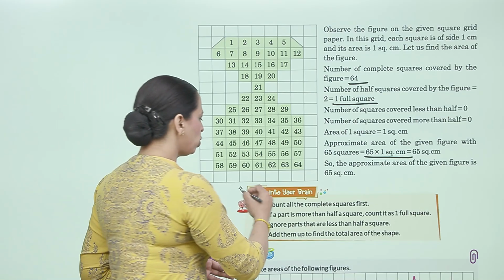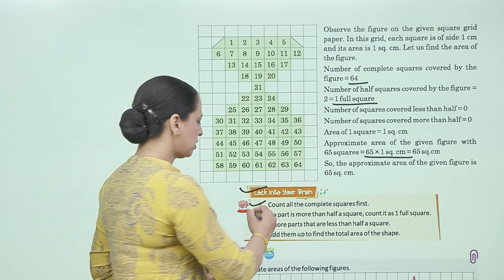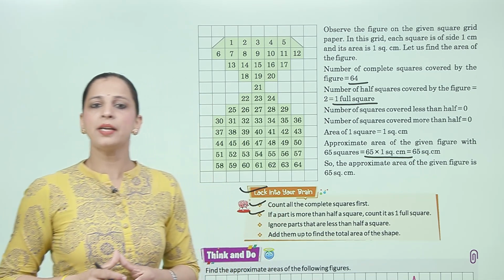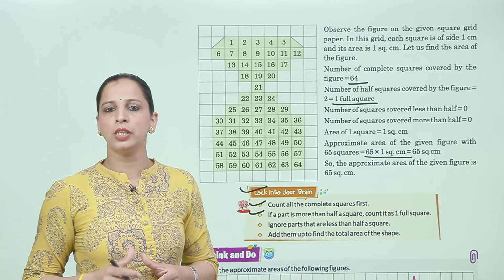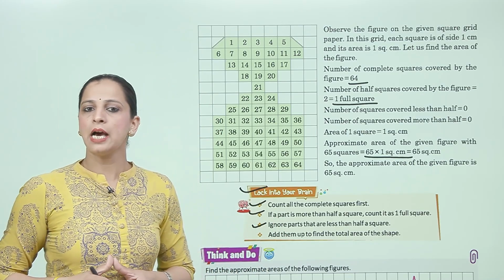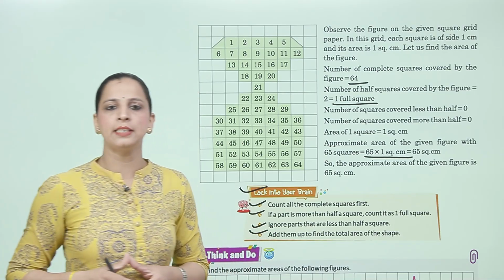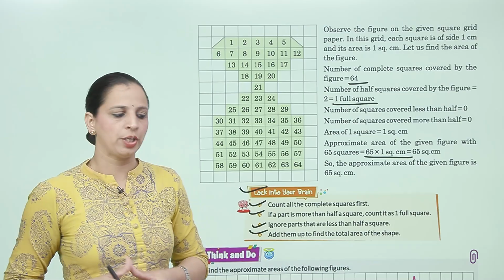Now lock it into your brain. First, count all the complete squares. Next, if a part is more than half a square, count it as 1 full square. Next, ignore parts that are less than half a square. Next, add them up to find the total area of the shape.